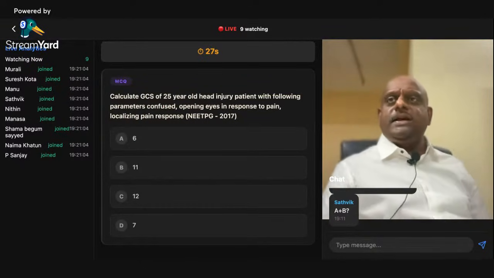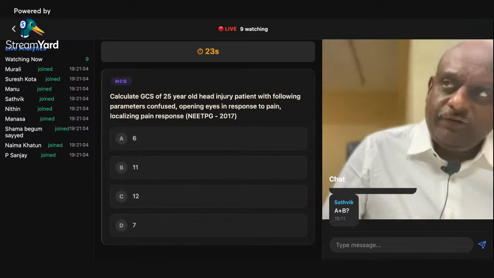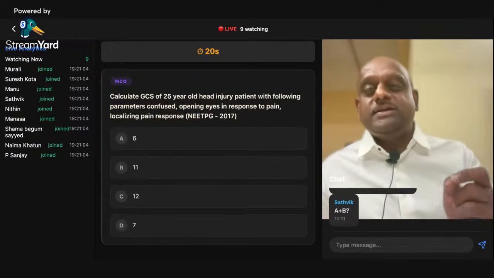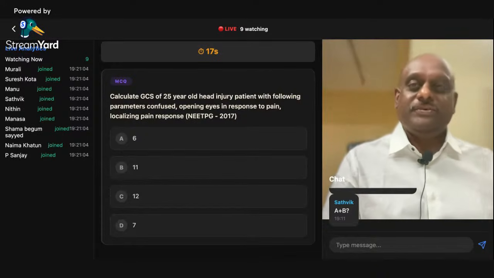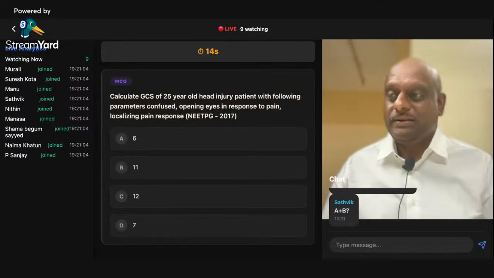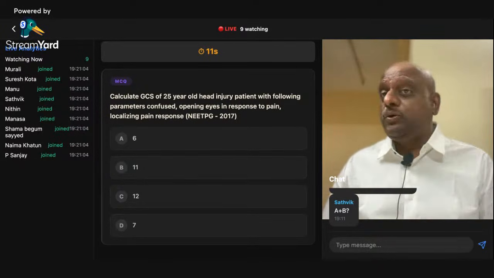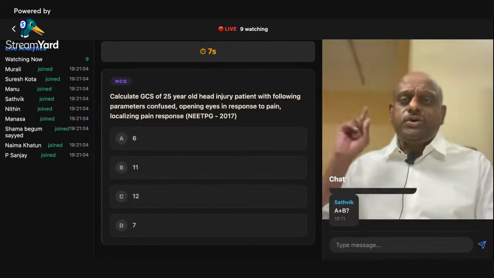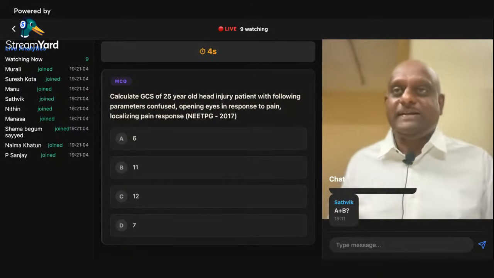Now, what is the GCS of a 25-year-old? Confused, opening eyes in response to pain, localizing the pain response. So one MCQ on the GCS scoring, Apache scoring. Similarly, Child-Pugh classification scoring. So one scoring-based MCQ is sure shot in the NEET PG exam, doctor.